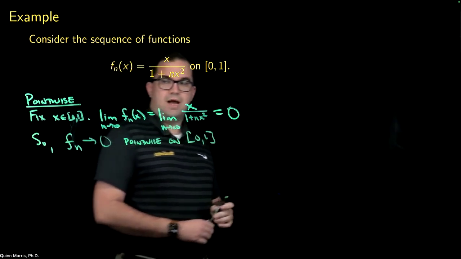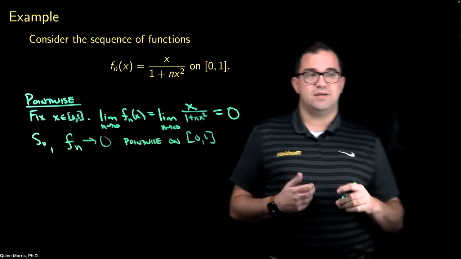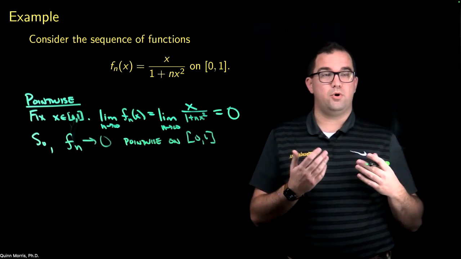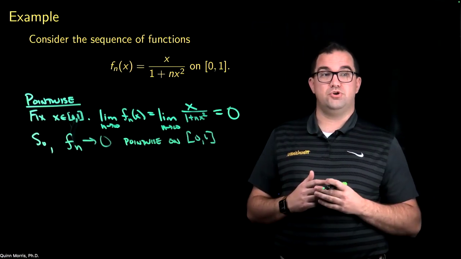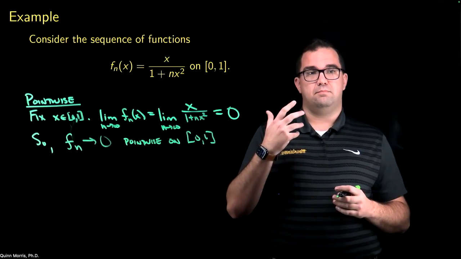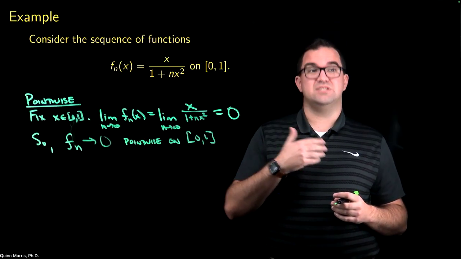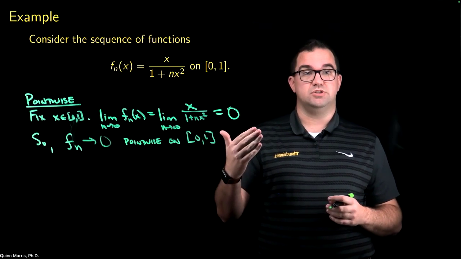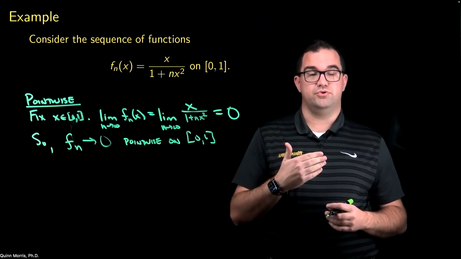All right, so I now have the pointwise limit. Now the question is, does it only converge pointwise or does it also converge uniformly? So we mentioned in the previous video that uniform convergence implies pointwise convergence, right? But the converse is not true.